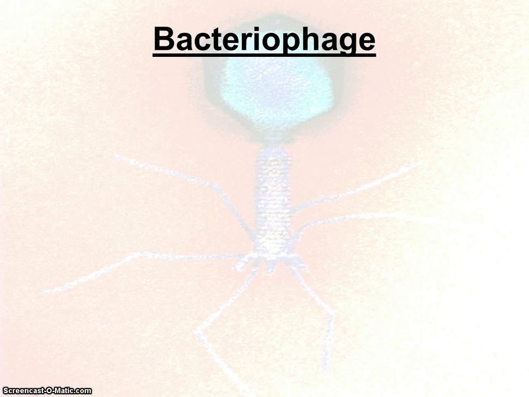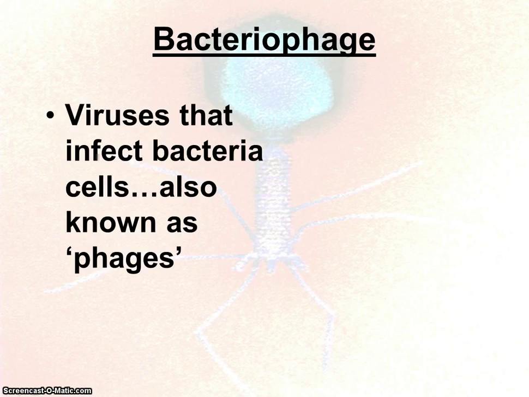All right, let's get into this bacteriophage. It is one of the most common types of viruses that we look at and study. It is a virus that attacks a bacteria. That's why it's called a phage, because it's a virus that attacks bacteria. Phages are usually types of viruses that will attack the bacteria.